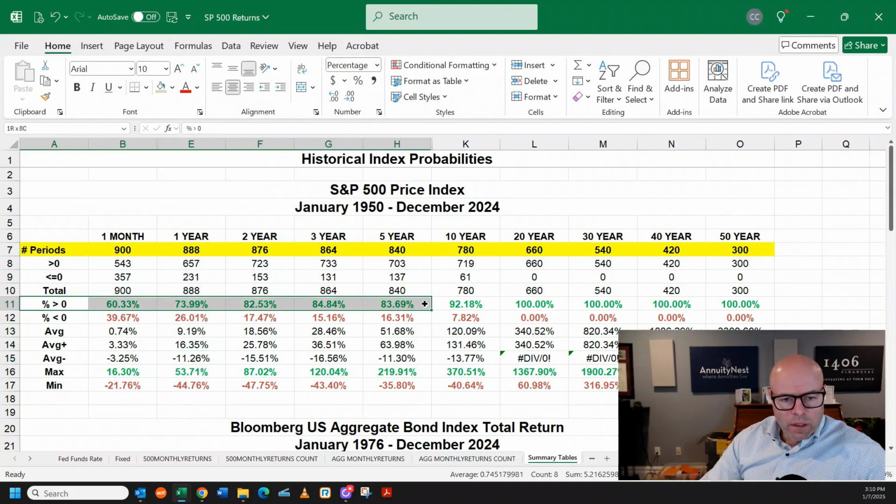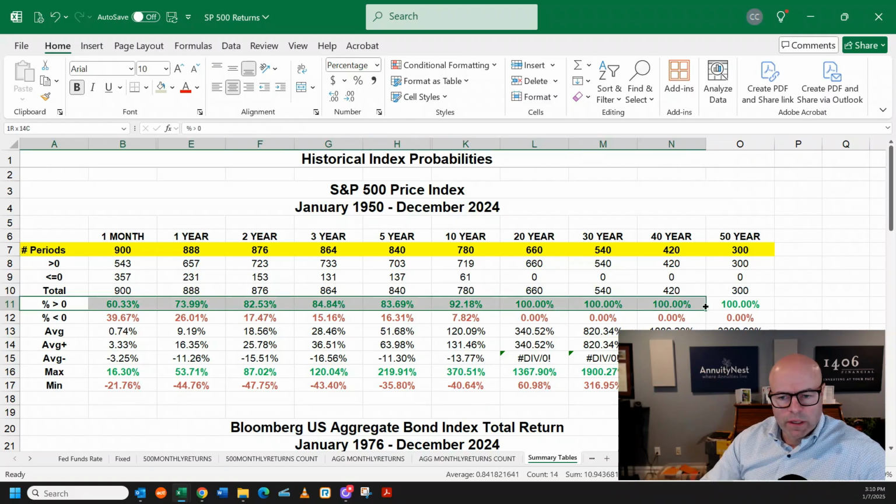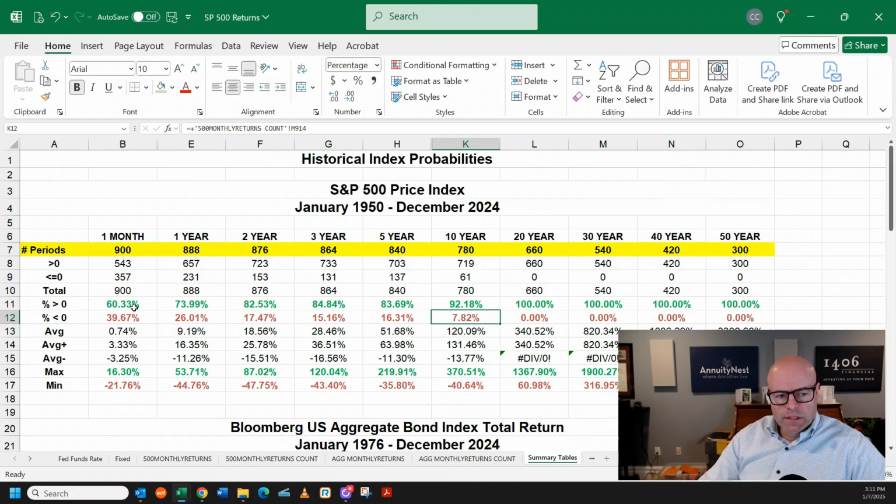Then we go through the same thing for a 1 year period. And so I find this just to be the most interesting. So for 1 year, the percent of time that returns have been greater than zero is 74%. For 2 years, I should keep that highlighted there for you. For 2 years, it's 82.53%. 3, 84 and change, 83, 92. For 20 years, there's never been a negative period, negative 20, 30, 40, or 50-year period. All right, so statistically speaking, the odds are in your favor. The odds are in your favor to invest in stocks.